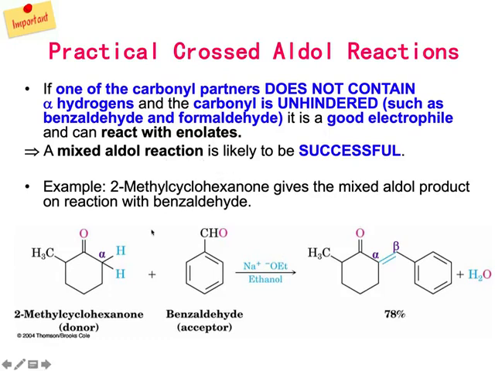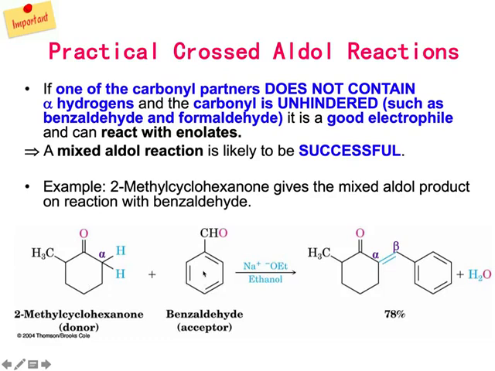Okay, so we have the benzaldehyde here, and we have the unhindered carbonyl. Unhindered carbonyl, alpha hydrogen, only one R, so that's why we call this one unhindered. This one is also unhindered. There are fewer alkyl groups attached near to the C double bond O, so this one is a good electrophile.